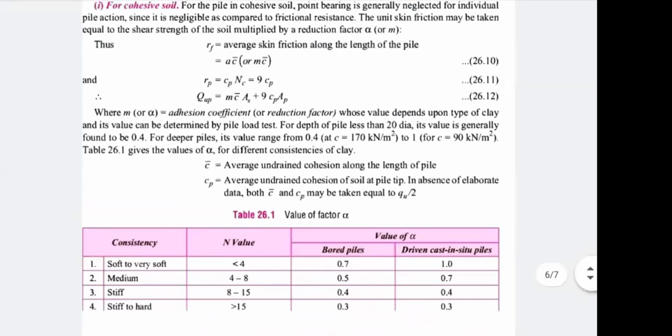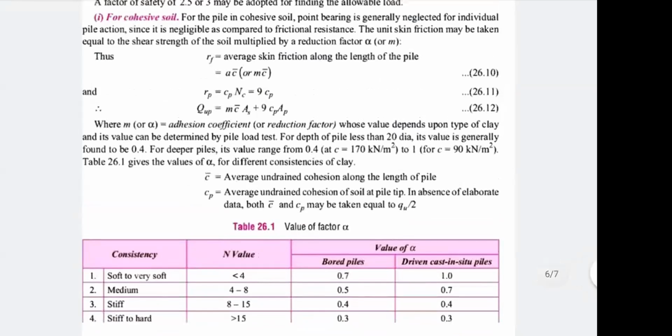Okay. So Q_UP is equal to α C̄ A_S plus 9 C_P A_P. What is α C̄? This is nothing but the average coefficient that you must consider while taking the cohesive soil static formula. These are nothing but the average skin friction. This formula is completely an assumption: the average skin friction should be equal to α C̄.